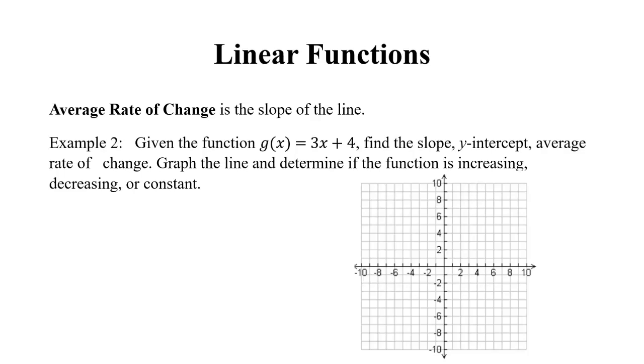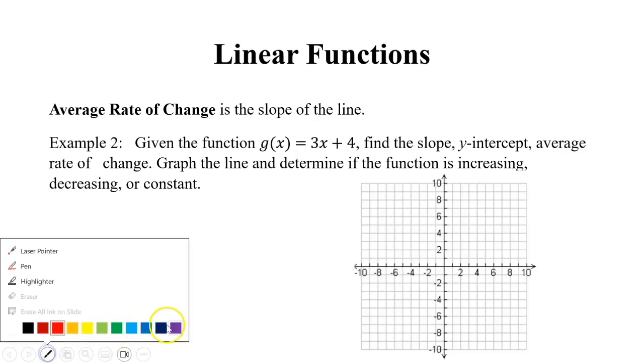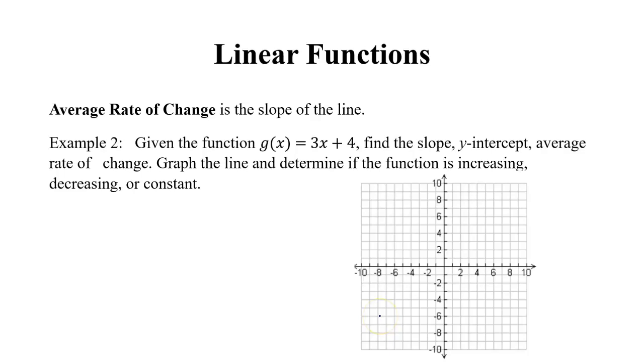Given the function g of x equals 3x plus 4. Remember, g of x is just y, right? So we're going to find the slope, find the y-intercept, and average rate of change. I have g of x equals 3x plus 4.